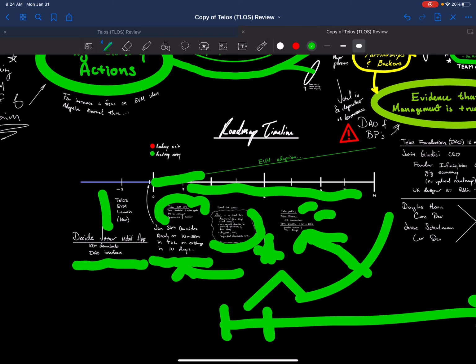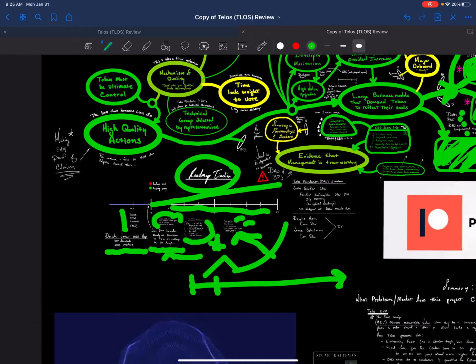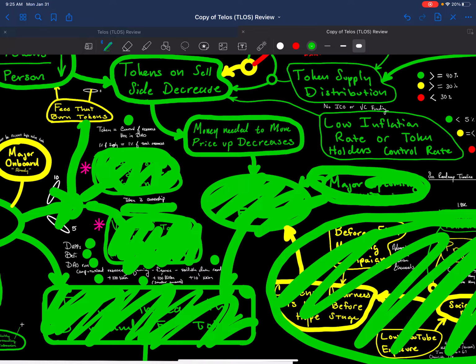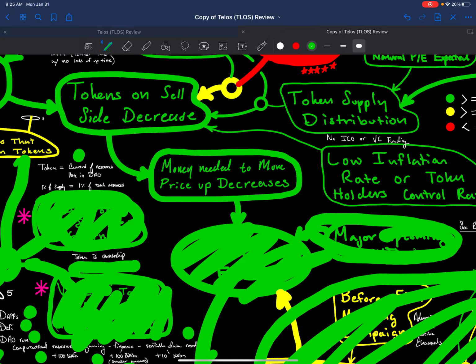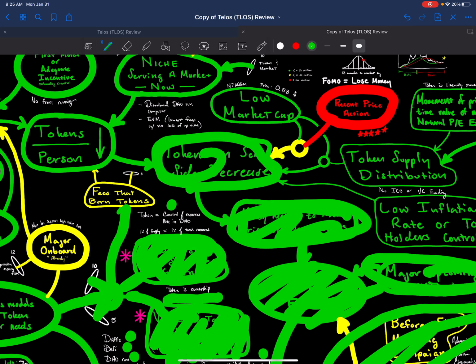And also, in the generalized timeline, general adoption of the Ethereum virtual machine. So it should see adoption of that for microtransactions or things that can't be done on other systems. So the timeline is generally a good timeline, so to speak. All right, price FOMO. I think that could be the case in the future. Money needed to move the price up to decrease. Tokens on the sell side to decrease, I put that.